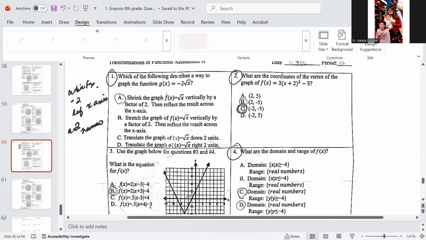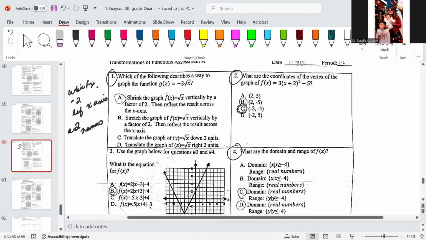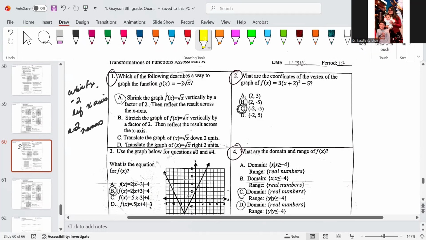So I see that this is definitely reflecting over the x-axis. This one says that, correct? And this one says that, correct? It's not B, C, or D, correct? So shrink stretches. I think it does shrink the graph, but I think he wants stretch. Is that correct? Do you think that?